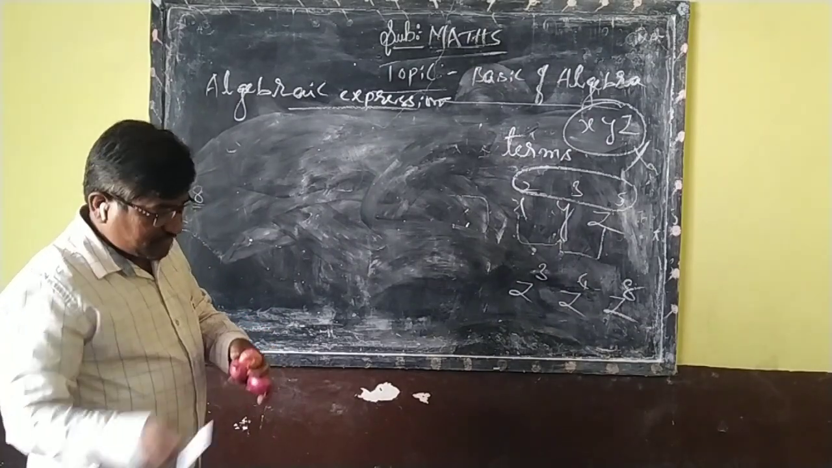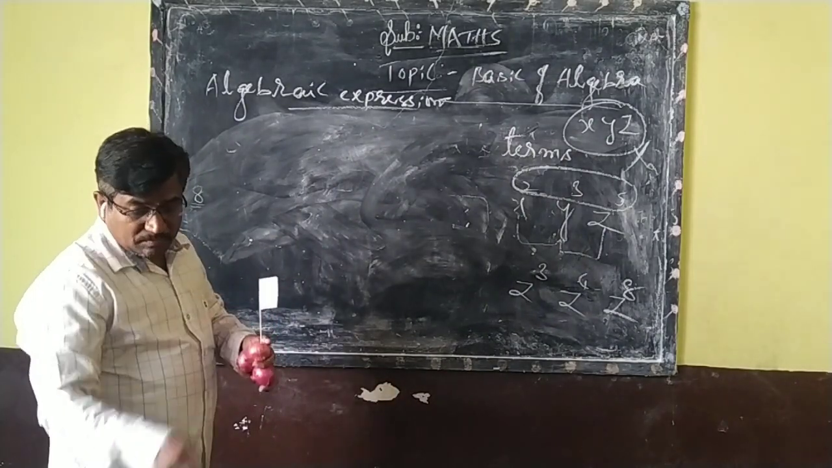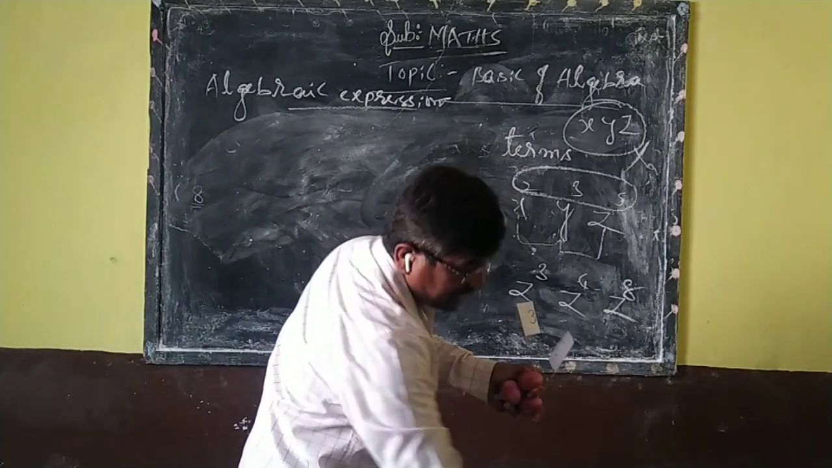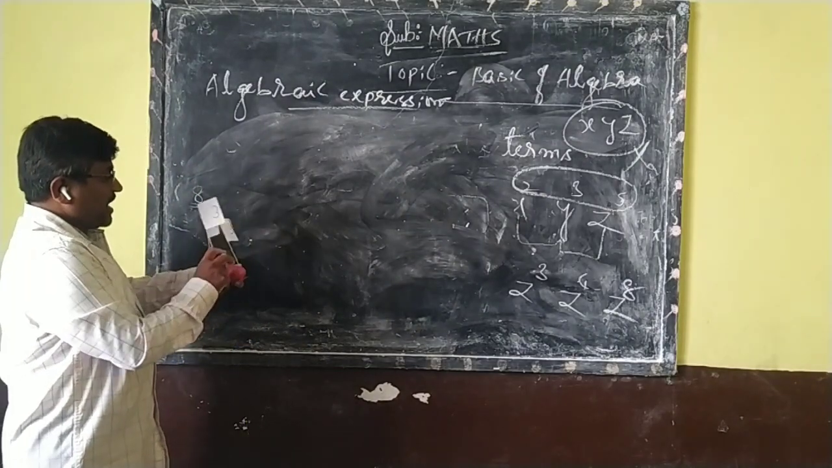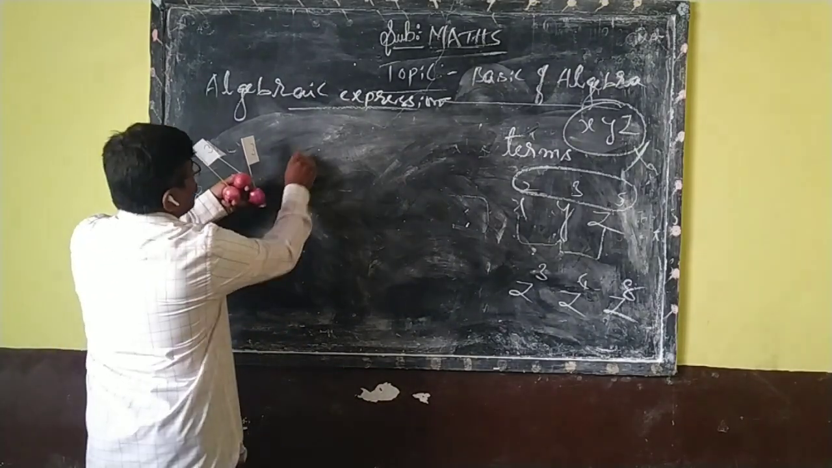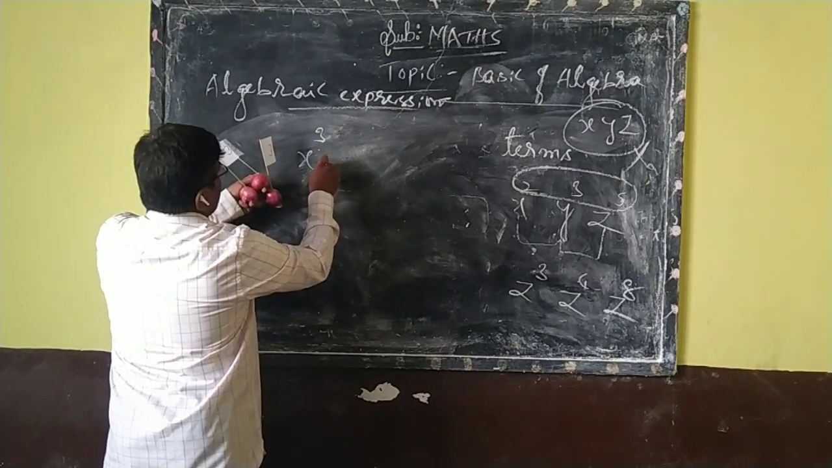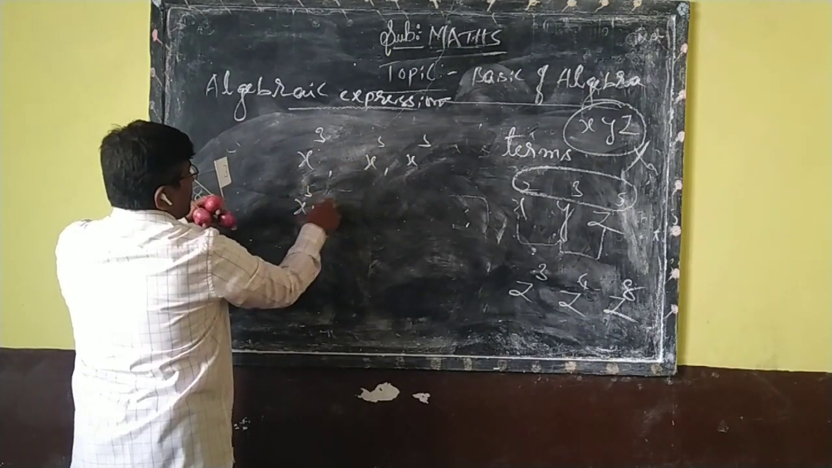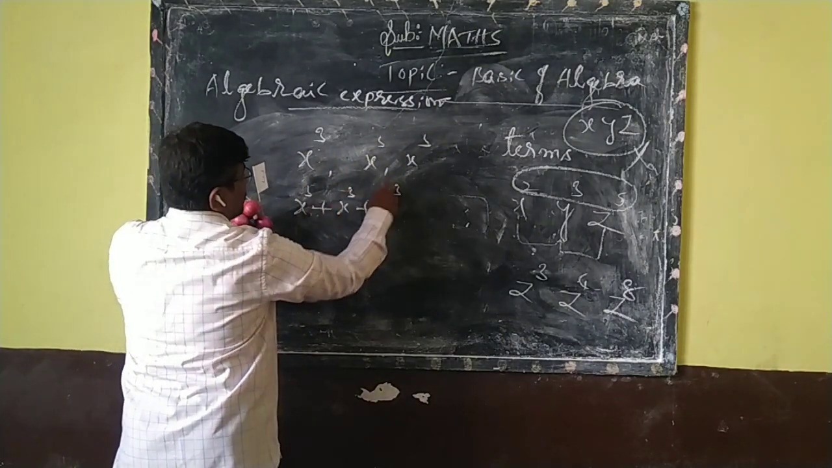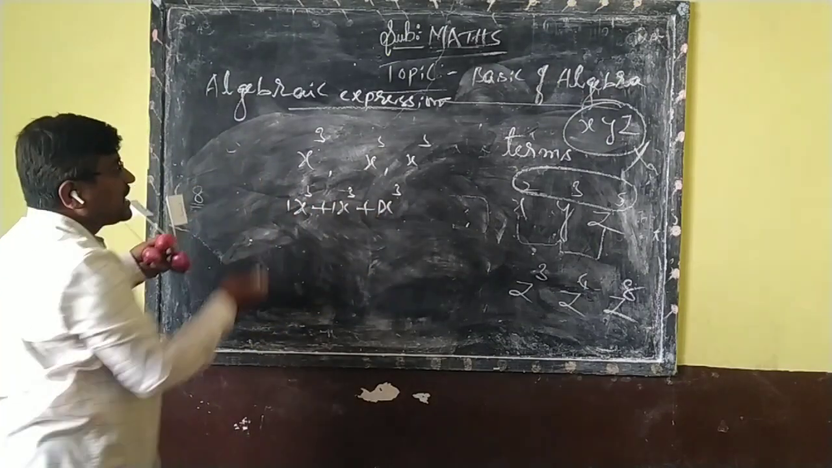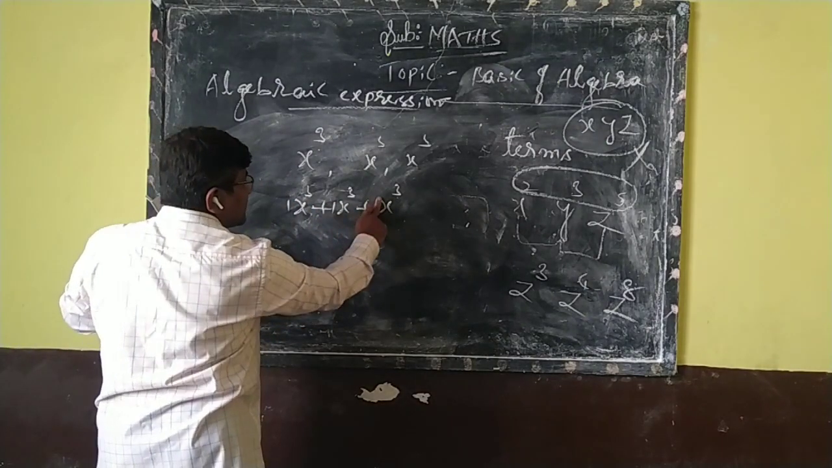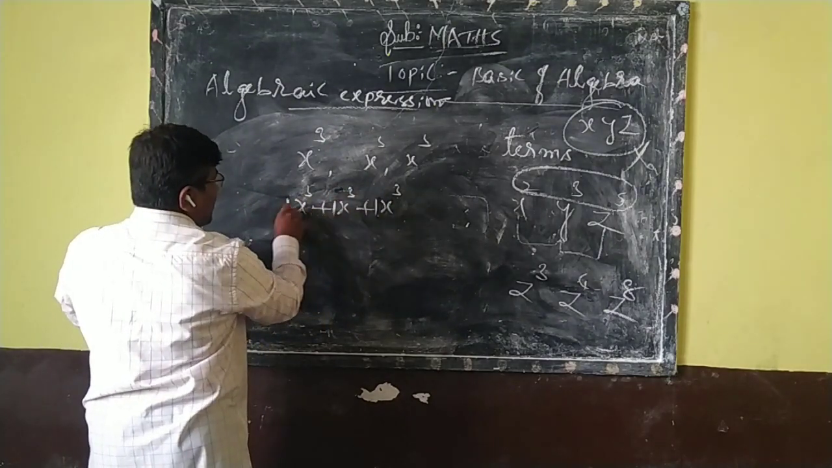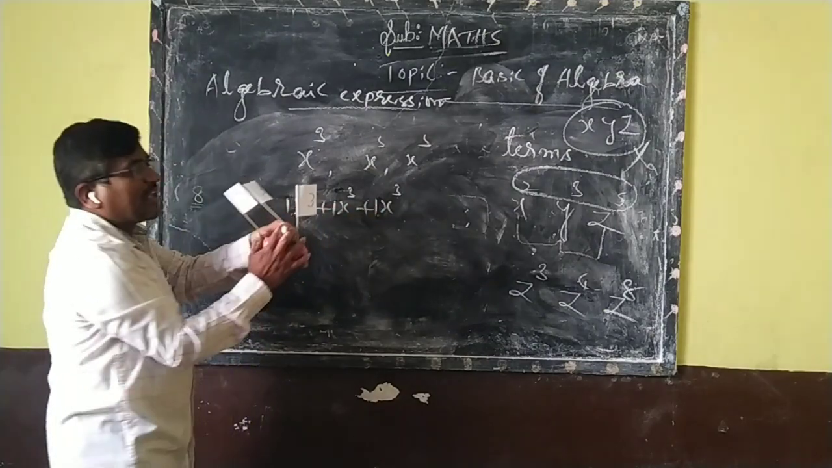Suppose here it is x cube, then here also one x cube, then another one also x cube. The question says add, then what will you do? x cube plus x cube plus x cube. Here the numerical coefficient is nothing, understood, as I explained previously. See, 1x cube plus 1x cube is 2x cube, 2x cube plus 1x cube is 3x cube.